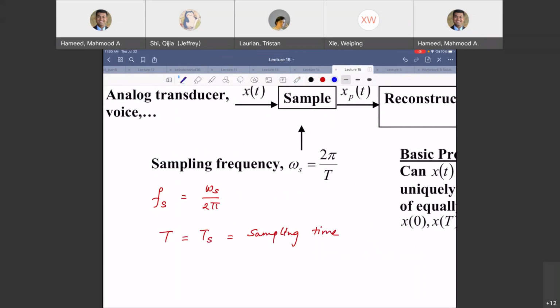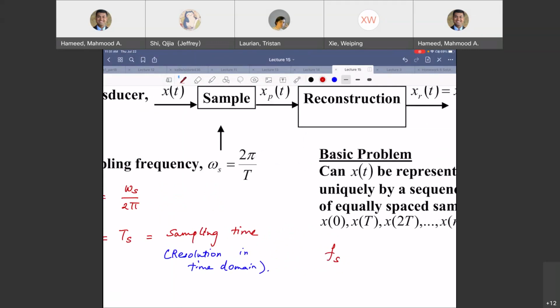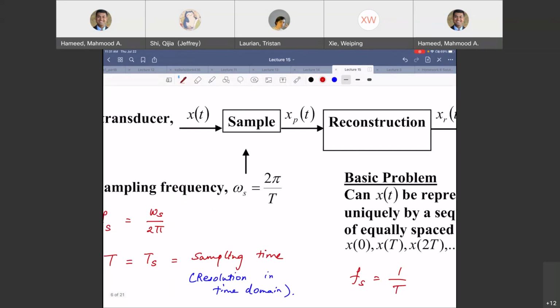This is essentially the resolution I have in the time domain. Resolution in time domain. How close are my samples? Or how far are they? That is set by capital T. Capital T controls fs. What is the relationship between fs and capital T? Right. What is that? 1 over T, right? So when you sample the signal, what do you get? You get a value at T, 2T, 3T, 4T, 5T, and so on, right? Integer multiples of capital T. That's where you will get your samples.